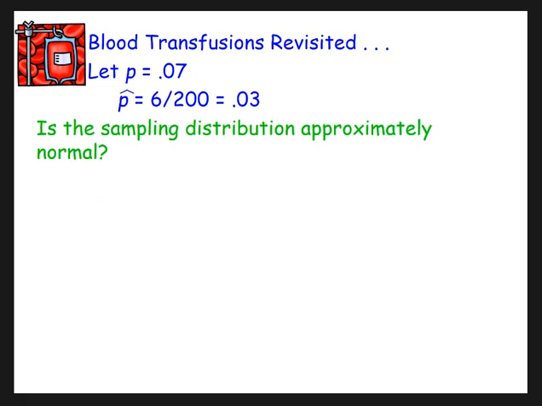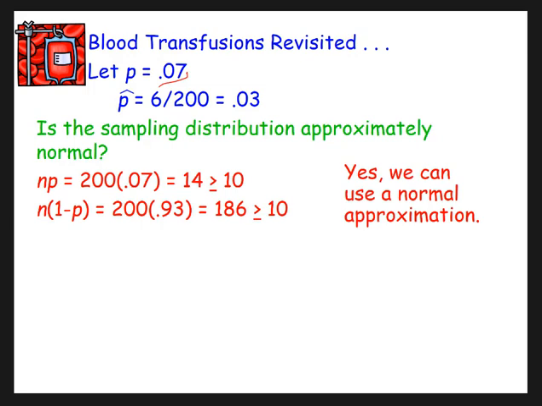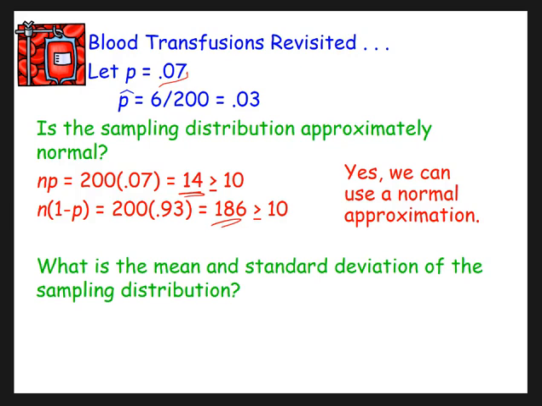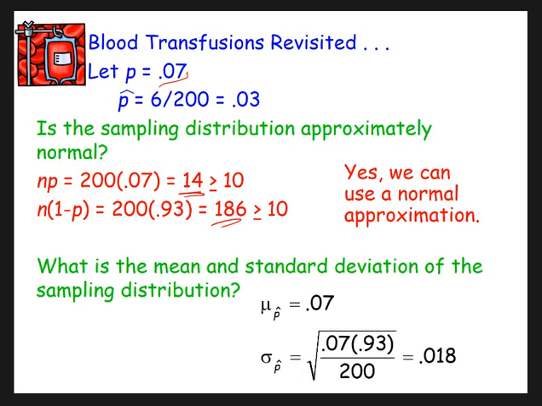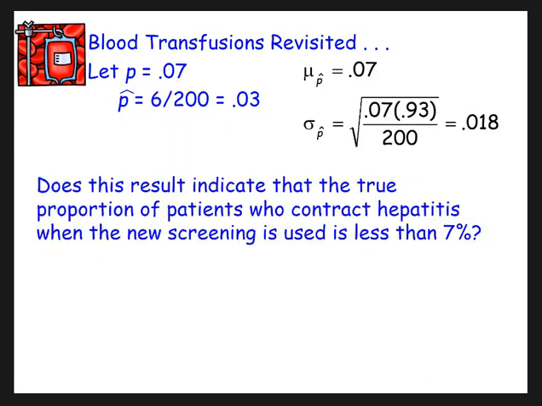So 6 out of 200 is 0.03. Assuming the 0.07 is correct, we find a standard deviation. First we do the check. Both n times p and n times 1 minus p are larger than 10, so we can use the normal approximation here. The mean is going to be 0.07. We're going to assume that that is correct. Standard deviation: the square root of 0.07 times 1 minus 0.07 over 200 is 0.018. So now we use the 0.03.